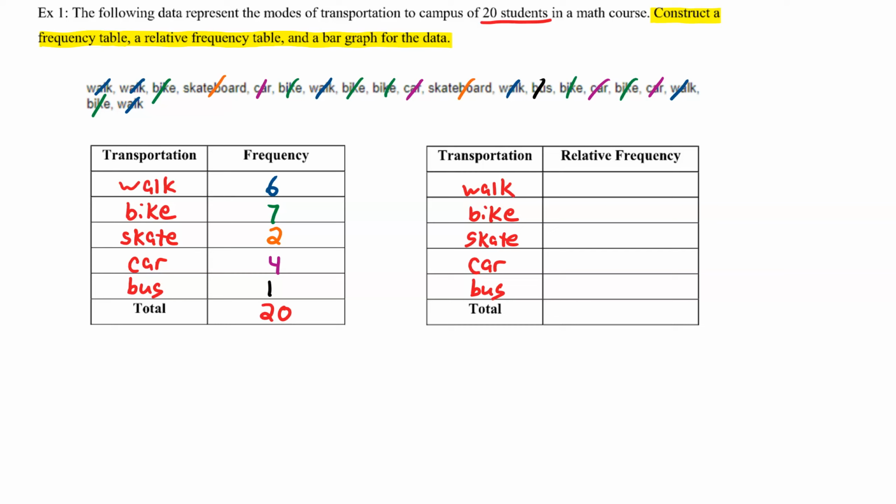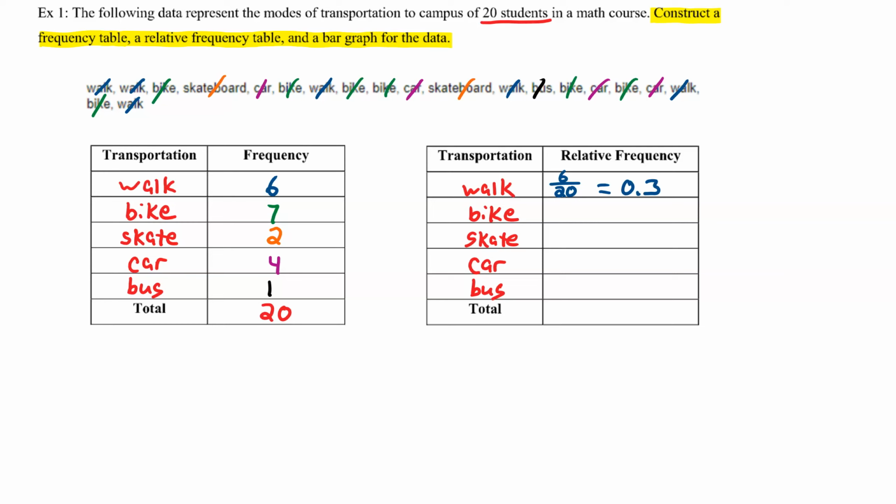So the frequency is different from the relative frequency. The relative frequency is a comparison of how many times does that particular frequency occur with respect to the total number of responses we received. So for walking, we said there were 6 people that walk. So 6 out of the 20 people walk. So when we calculate that, 6 divided by 20, that's going to be 0.3.